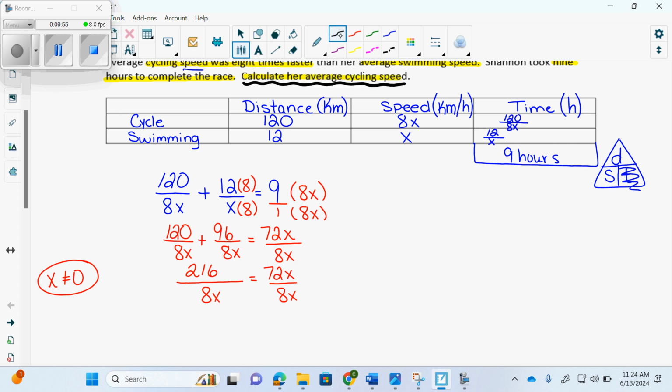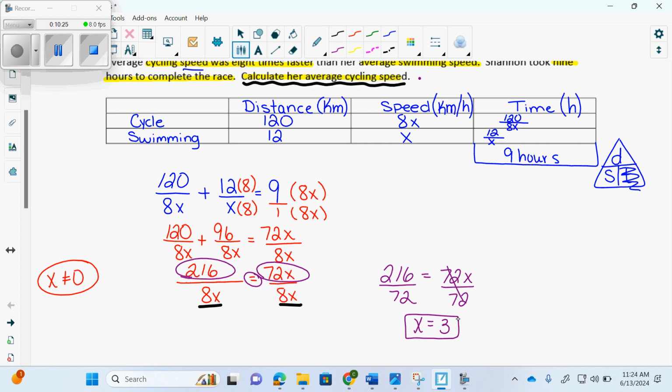Now we have 8x and 8x in the denominator, so what can we say? 216 must equal 72x, correct? Because if the denominator equals the denominator, then the numerator should equal. So I should get 216 equals 72x, divided by 72. And what does x equal? 3? Is that the answer? We don't know. We just know x equals 3.